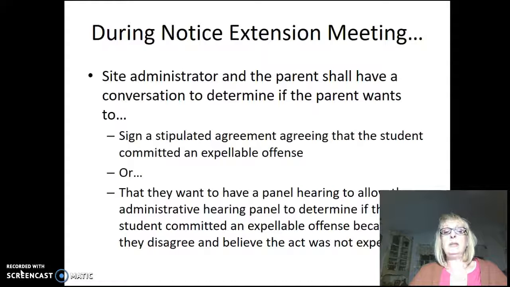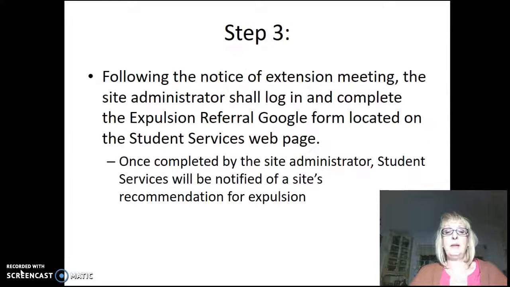During the notice of extension meeting, the site administrator and the parent shall have a conversation to determine if the parent wants to sign a stipulated agreement agreeing that the student committed an expellable offense, or if they want to have a panel hearing to allow the administrative hearing panel to determine if the student has committed an expellable offense, because they disagree and believe that the act was not expellable. They're totally against it, and they think their child did no wrong. Or maybe their child said, I did this because maybe I was being bullied and I had to protect myself. So the whole picture has to be looked at before a student can be expelled.